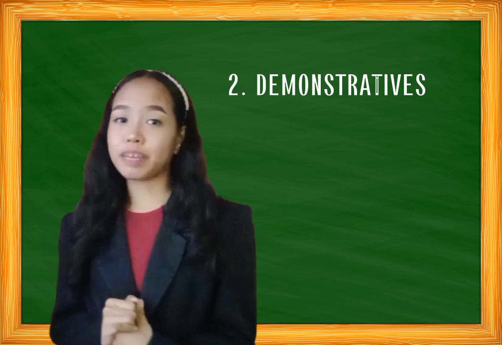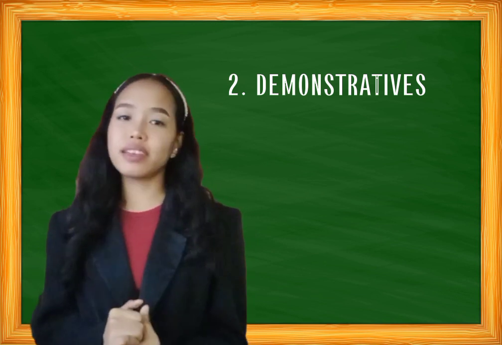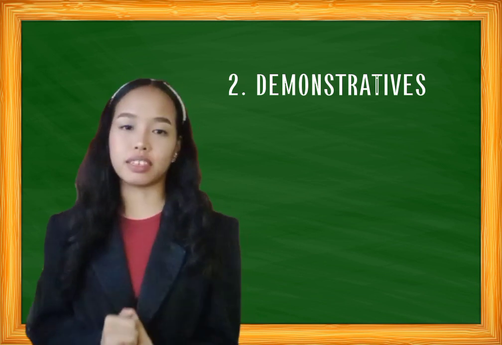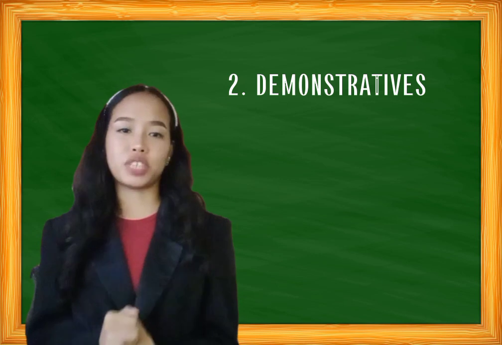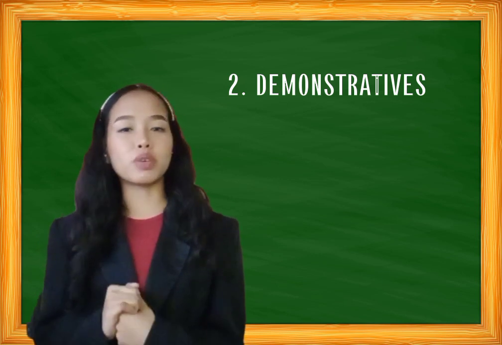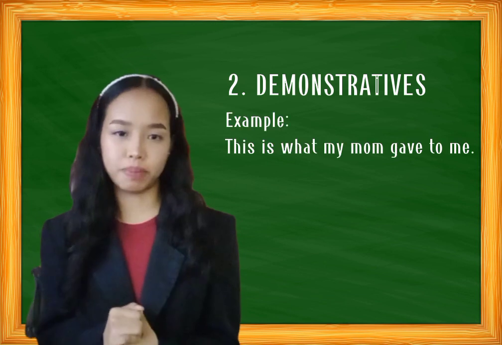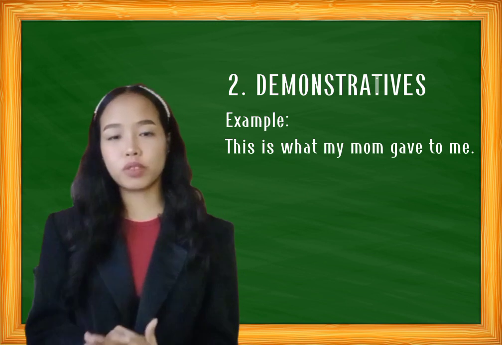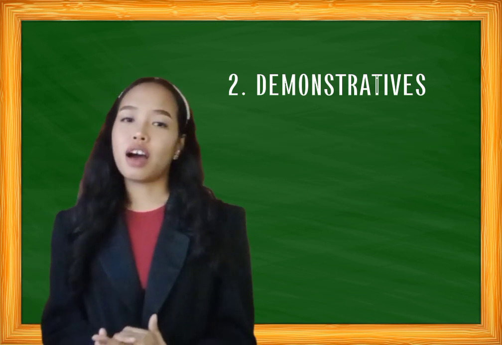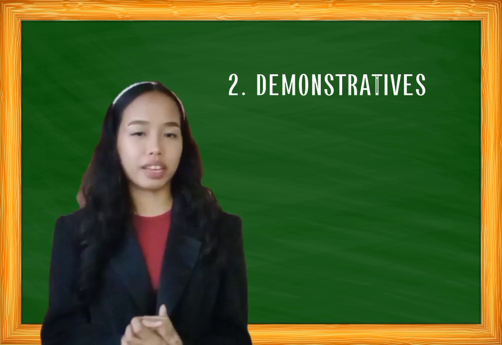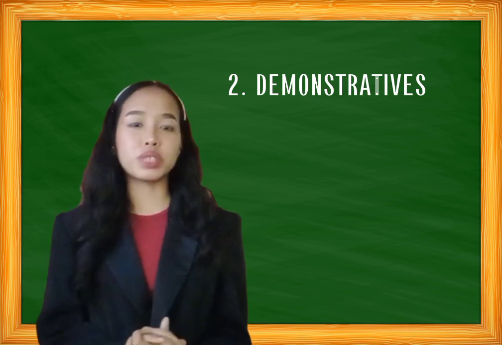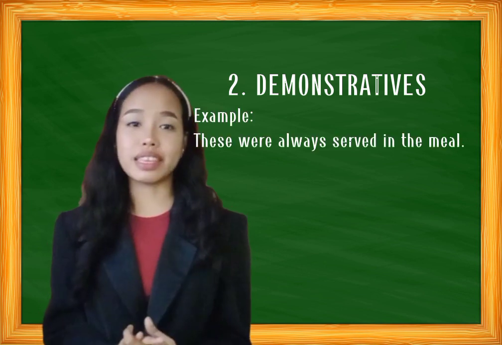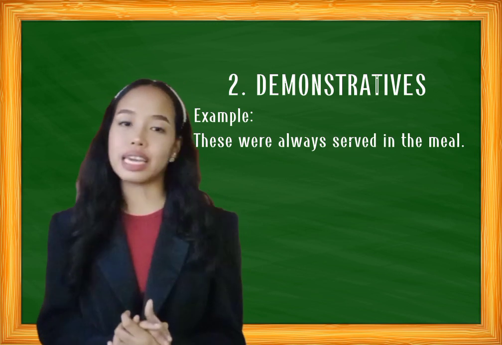Demonstratives. In demonstratives, this or that and these or those are the subject of the sentence. When we have the subject this and that, we will be using the singular form of verb. For example, this is what my mom gave to me. However, if the subject is plural, we will be using the plural form of verb. For example, these were always served in the meal.